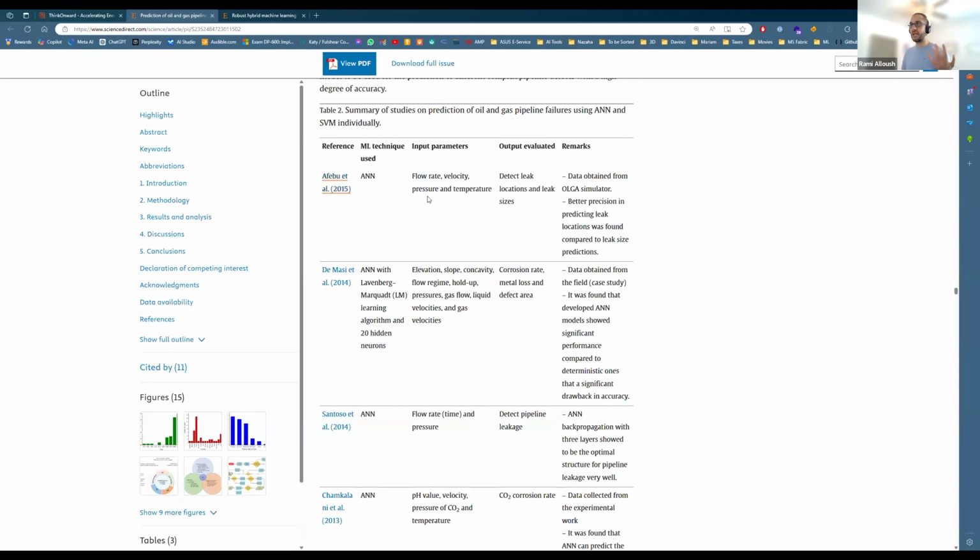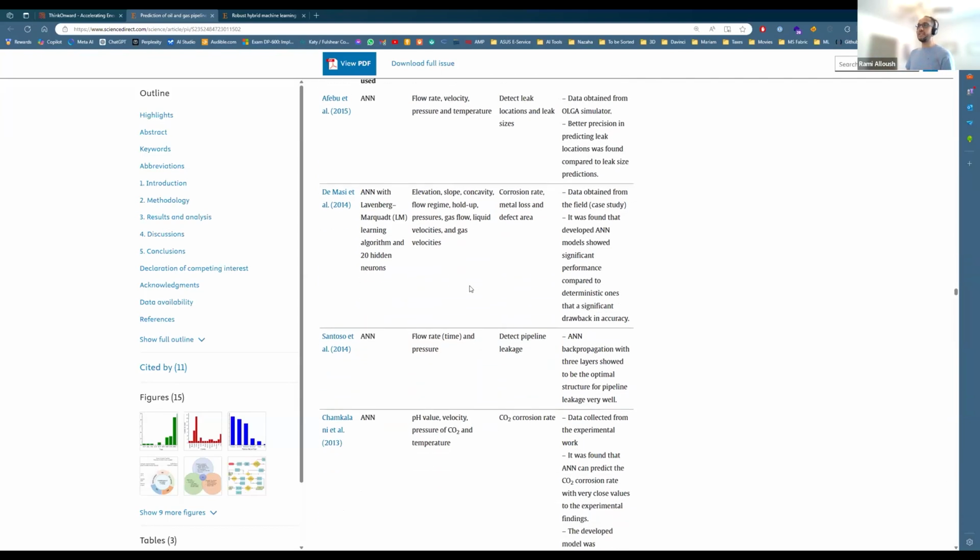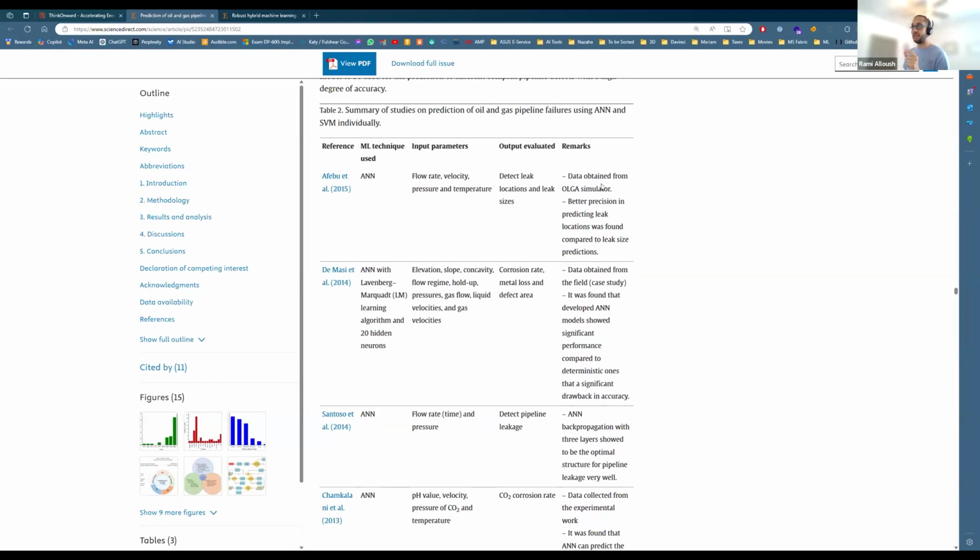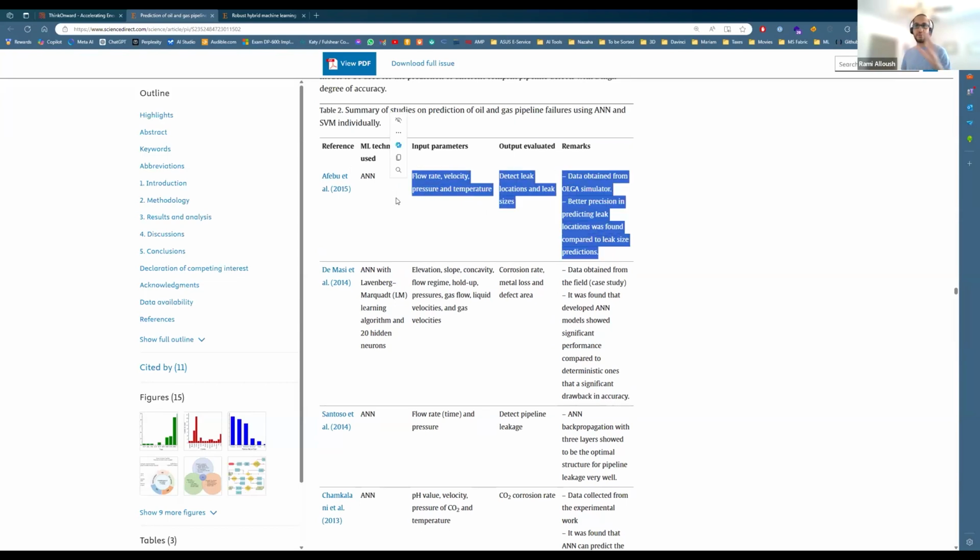So you go to this paper. How did they do it? Learn from it. What methodology did you use, and so on. And for every single one, this is why this is so valuable. It summarizes the whole paper if you read it.